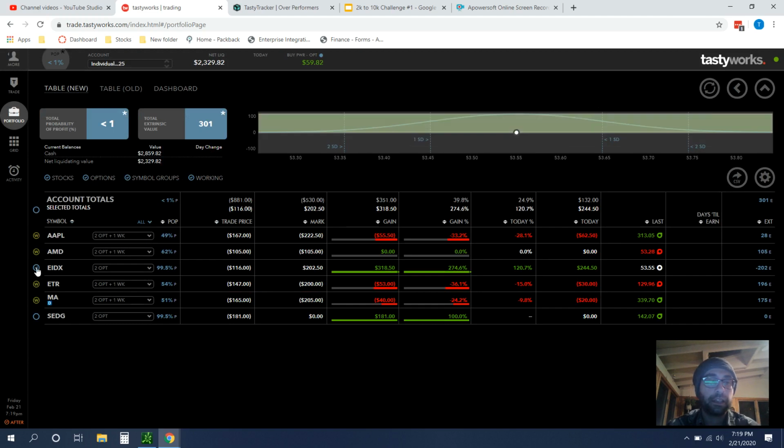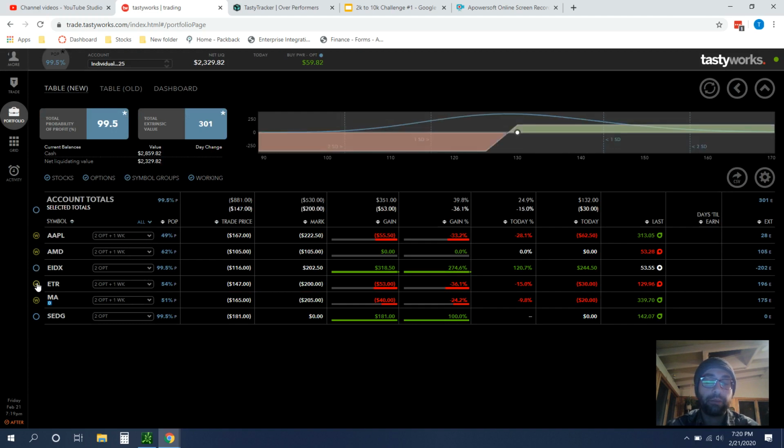Okay, so if I click on the EIDX, that's the one that expired today. ETR I put on yesterday, and with the market down, I did lose some money today, 30 bucks, but definitely not worried about it. At the time of expiration, you'll see this green top line sort of smushed down, and because it lines up right with my strike, I would be at max profit if it expired today, even though it's showing a loss.